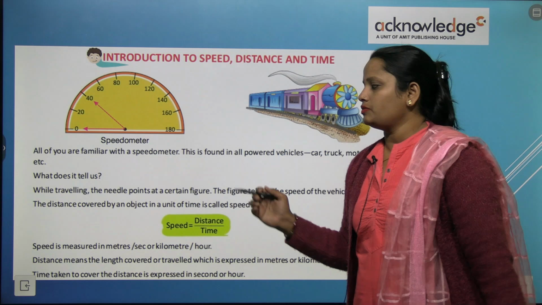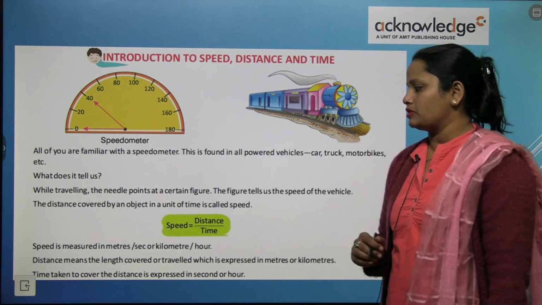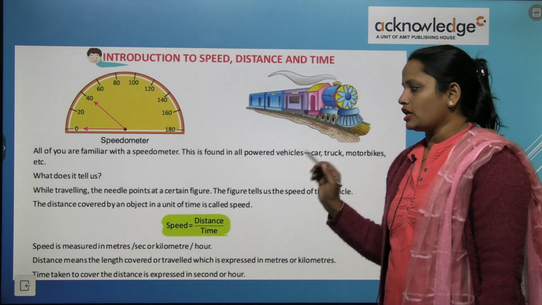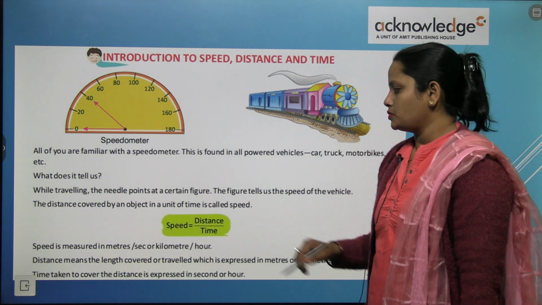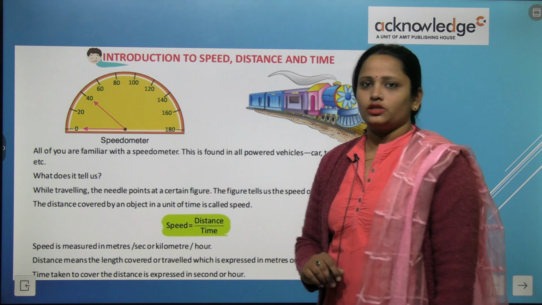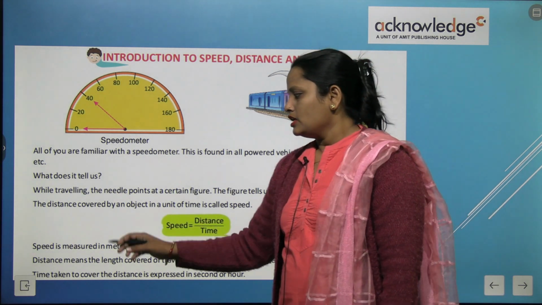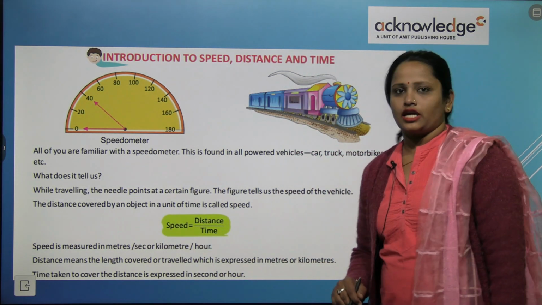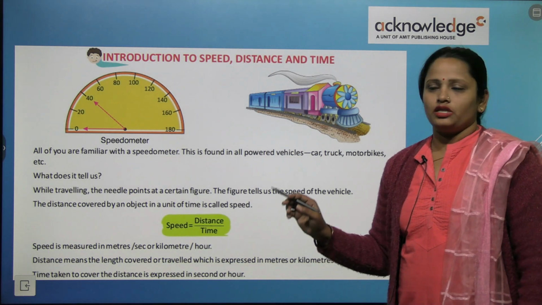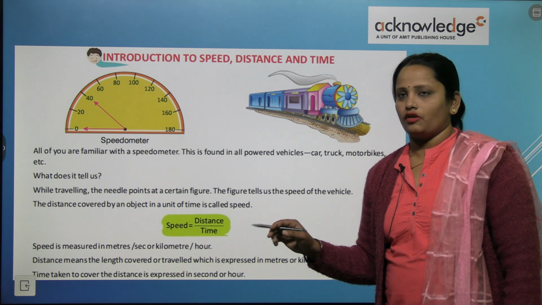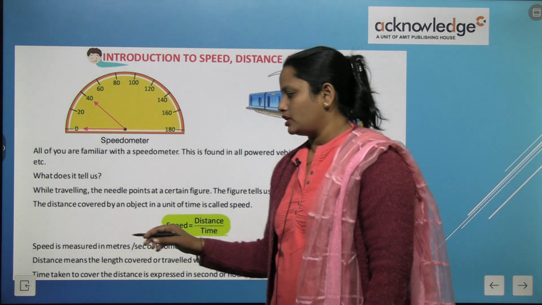The distance covered by an object in a unit of time is called speed. जो distance cover करता है एक object एक particular given time में उससे ही हम speed कहते हैं. So here the speed is equal to distance upon time. Speed is measured in meters per second और kilometer per hour. स्पीड को हमेशा हम किलोमीटर पर आवर या फिर मीटर पर सेकेंड में ही मेजर करते हैं.